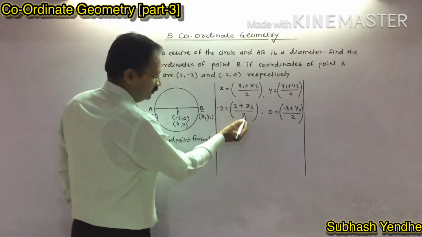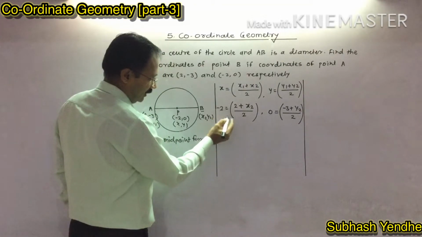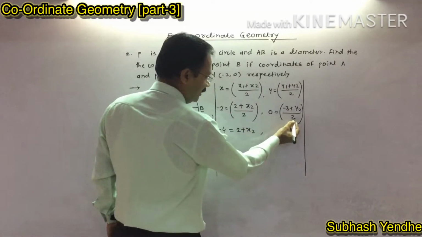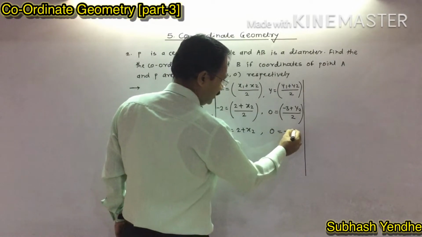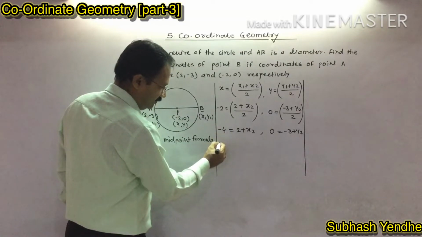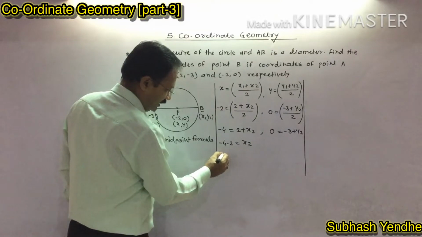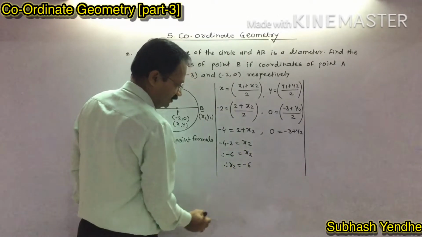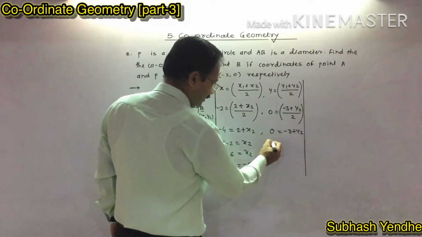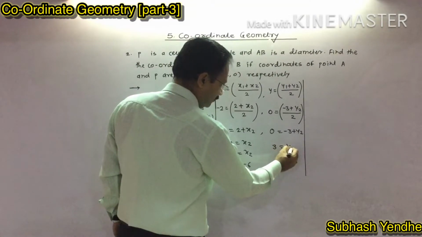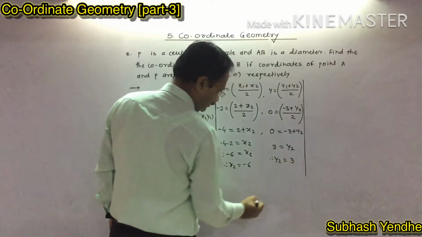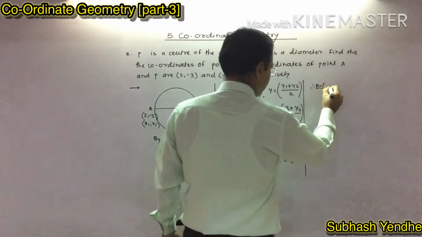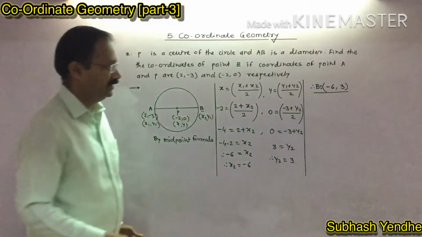So now what you have to do? This 2 which is dividing here will be multiplied. So 2 into minus 2 is minus 4, so minus 4 equals 2 plus x2. Here, if you multiply 2 by 0, you will get 0 equals minus 3 plus y2. Now the 2 will come on this side: minus 4 minus 2 equals x2, and therefore the signs are the same, so we add and give the sign of the larger number. Therefore the value of x2 is minus 6. And here this 3 comes on this side, it will be positive, 3 equals y2, and therefore the value of y2 is 3. We can write the coordinates of B are minus 6 and 3. These are the coordinates of point B.